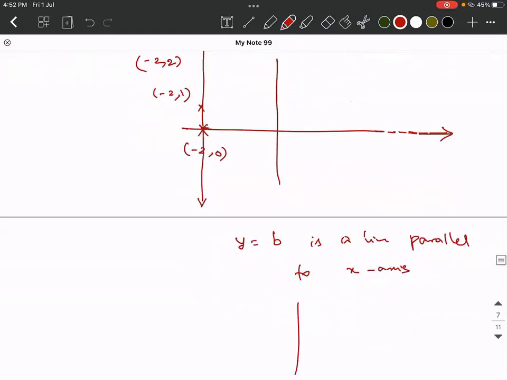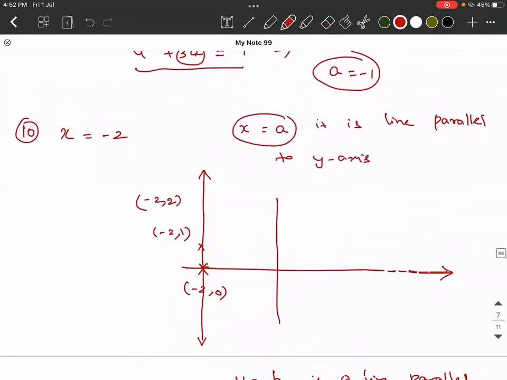So when you draw it, you can either get the line like this or like this, depending on whether the value of b is positive or negative. In this case, if you read the question carefully, x is equal to -2. We understood that it is a line parallel to the y-axis. So x is equal to -2 intersects the x-axis at which point? (-2, 0). Is there an option? Yes. That's the answer.